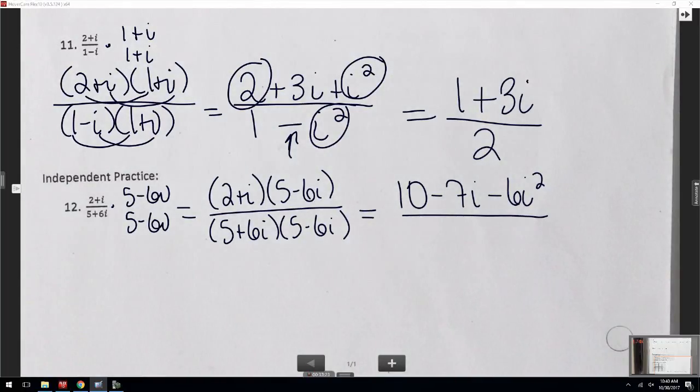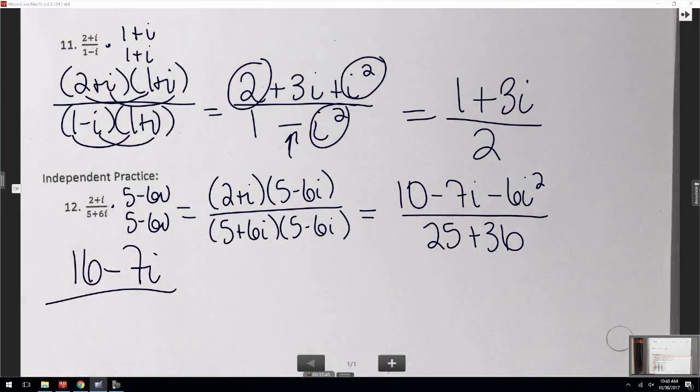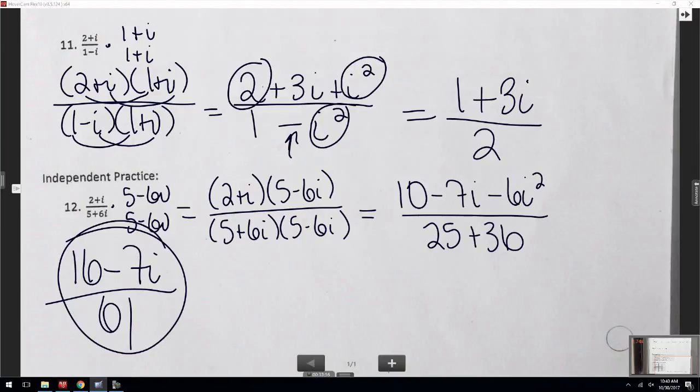If you're just copying this stuff down, guys, it's not going to do you any good. Make sure you're doing it on your own, okay? On the bottom, don't just copy it down. If you don't understand, let me know. Y'all okay so far? Alright, so let's see, then you should get 16 minus 7i and 61. Yep. Got it? Guys, don't just copy it down. If you don't know what I'm doing, I see some of you look at me with crazy looks.